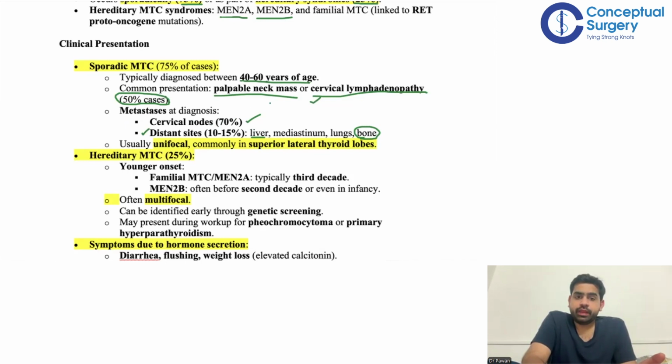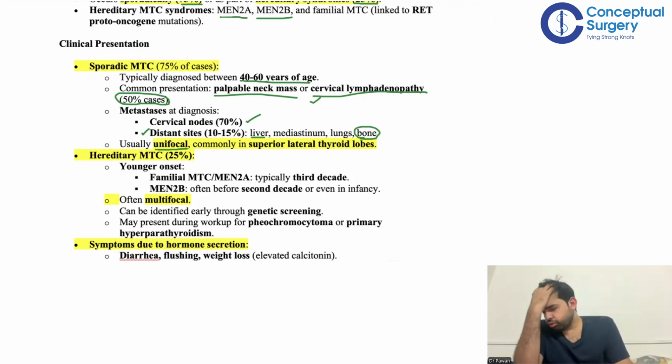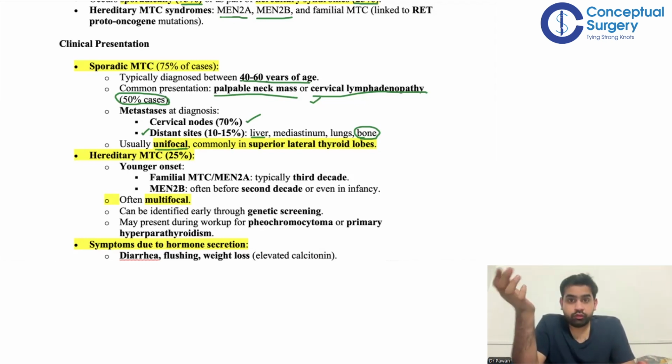Now, usually they are unifocal. So this is the basic difference. Do you understand what unifocal is? That is, it's arising from one particular part of the thyroid gland. Most of the time, the sporadic medullary carcinoma of thyroid is unifocal.